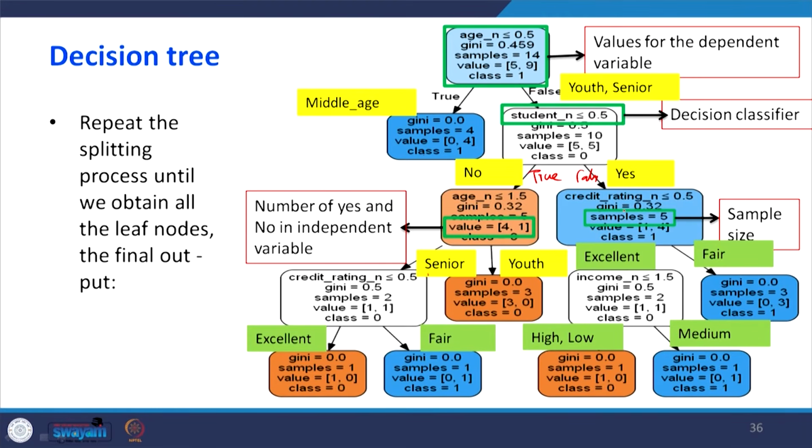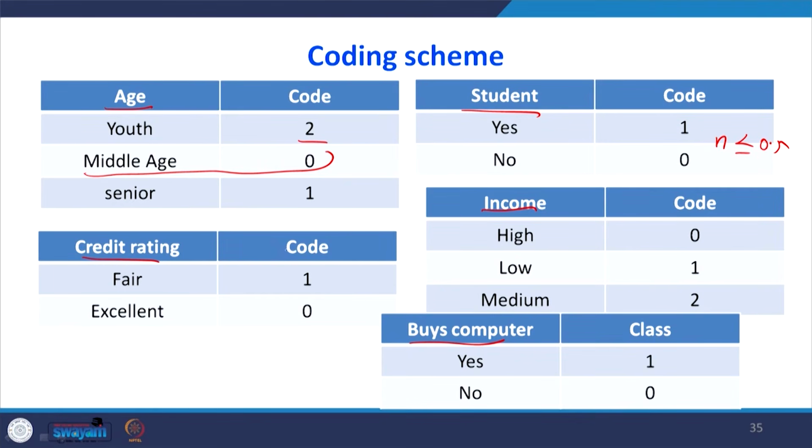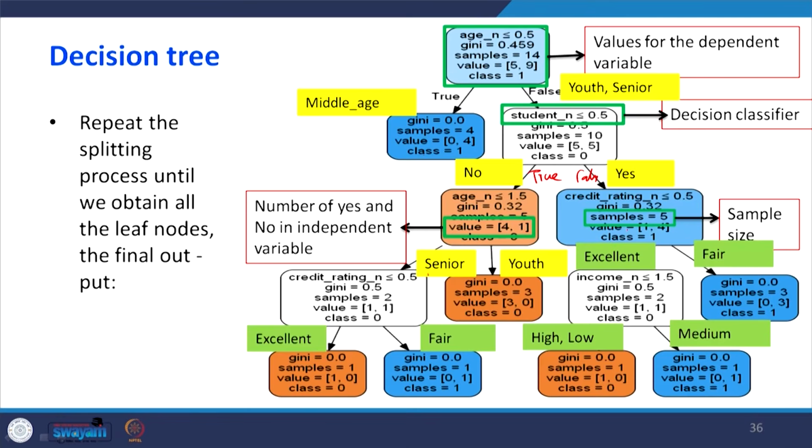When the credit rating underscore n is less than 0.5, there are two options. When the condition is true, it is excellent. How did we get this excellent? Go to the credit rating coding. Fair represents 1, excellent represents 0. So when the condition is less than 0.5, it is excellent. When the condition is true, it is excellent. When the condition is false, it is fair.